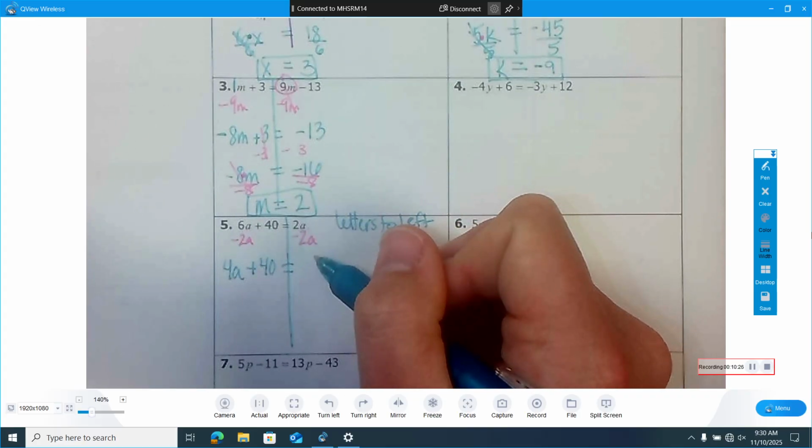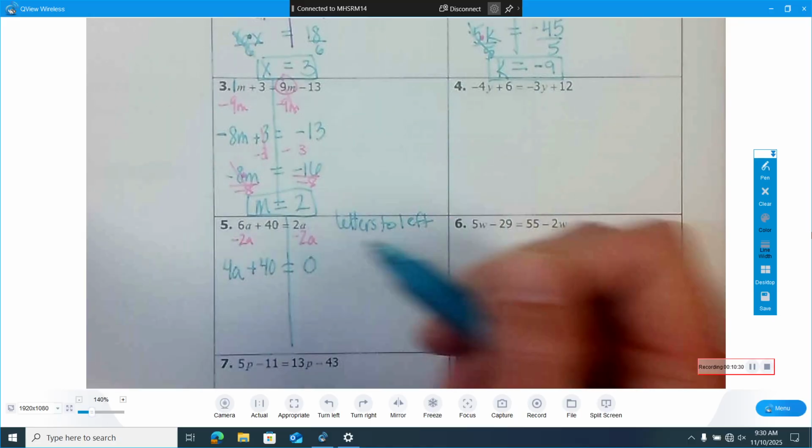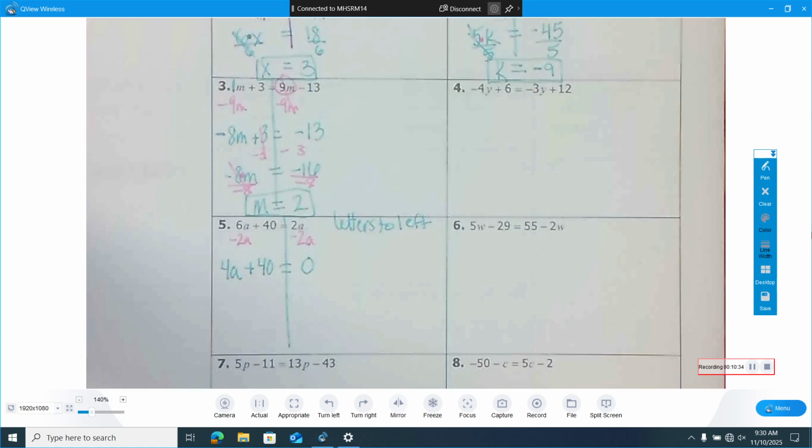What's left on the right-hand side? A 0. So we need like a placeholder. Positive 2a and negative 2a technically is nothing. 0 needs to be there to hold the place, to keep, again, our things balanced. We have to have something over there. You can't just be a blank space. Okay.